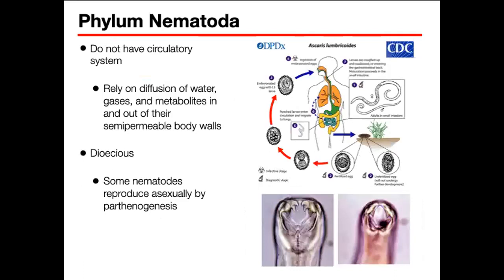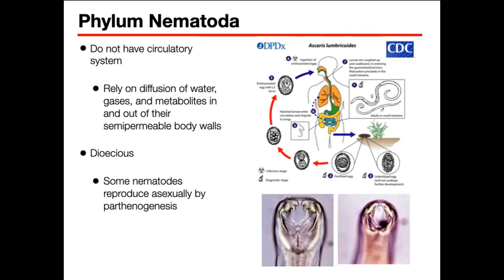Okay? Wala din sila nung circulatory system. So how do they facilitate the movement of water and other nutrients from their environment? They rely on passive diffusion. This is both for water, gases, and other metabolites in and out. This is primarily achieved because of their semi-permeable body membrane.